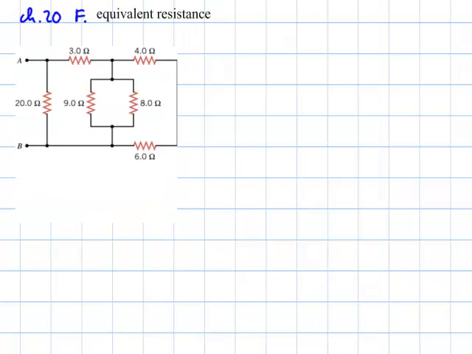There's a problem for determining the equivalent resistance in a series parallel combination circuit. In fact, that's all it says for the problem description. Determine the equivalent resistance between the points A and B for the group of resistors in the drawing. Okay, let's see. Let's analyze the circuit here first.